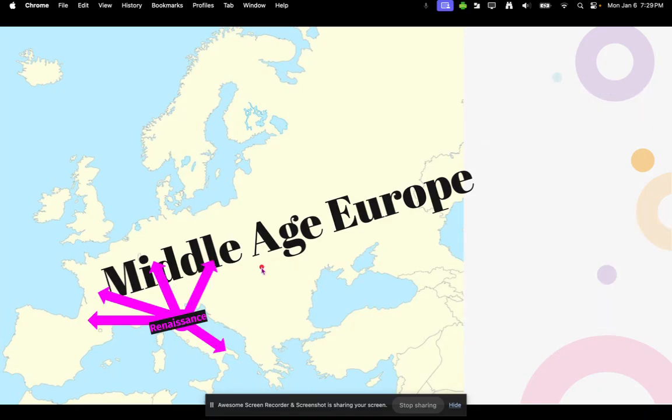When we think of the Renaissance, we have to think of it as a slow spreading. Middle Age Europe would be like all of this. The Renaissance is going to start right here in Florence, Italy, which is in the northern part of Italy. And it's going to slowly spread to the rest of Europe. So it spreads out slowly.